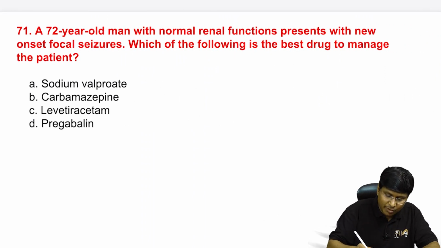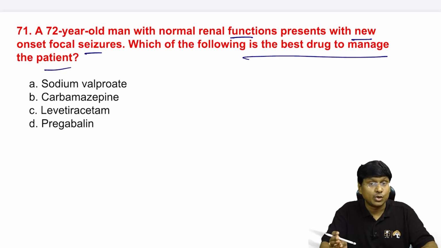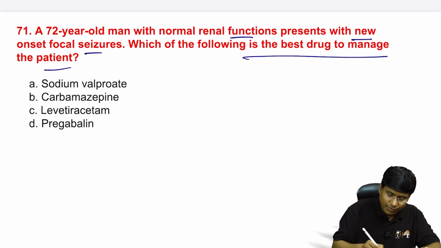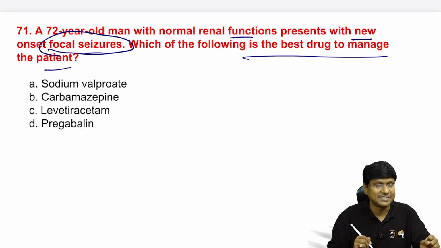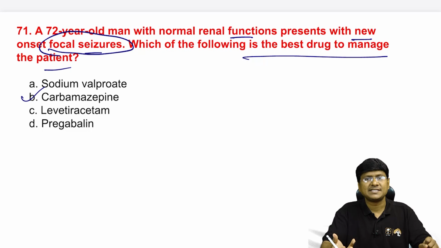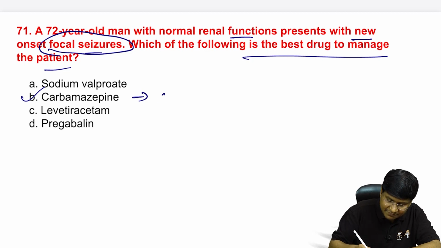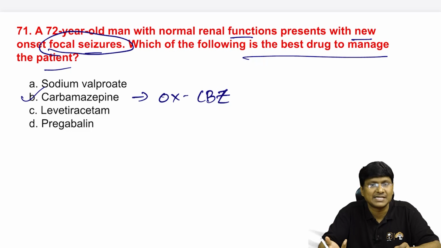A 72-year-old man with normal renal function presents with new onset focal seizures. Which of the following is the best drug to manage the patient? Sodium valproate, carbamazepine, levetiracetam, and pregabalin. So focal seizures, just now I was discussing, what is the drug of choice? That is carbamazepine, and the patient has normal renal function, wherein carbamazepine can be given safely, right? And suppose the patient does not respond to carbamazepine, you can also give oxcarbazepine.